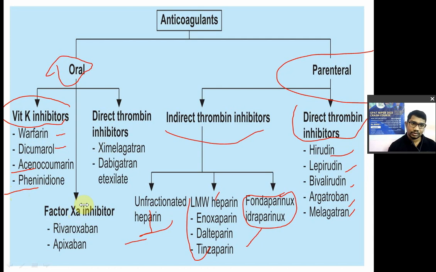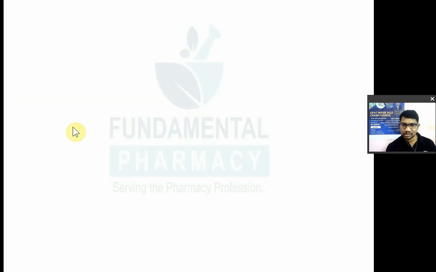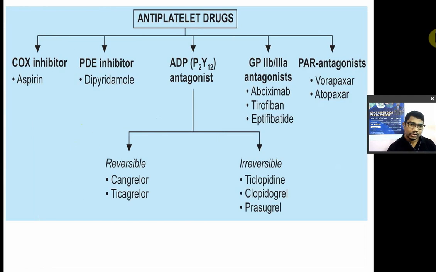Now the second oral anticoagulant, factor 10 inhibitors, that is factor Xa inhibitors like rivaroxaban and apixaban. And the third category is the direct thrombin inhibitors. So in that you have dabigatran etexilate and ximelagatran. These are the anticoagulants. Now we will see the antiplatelet agents again.